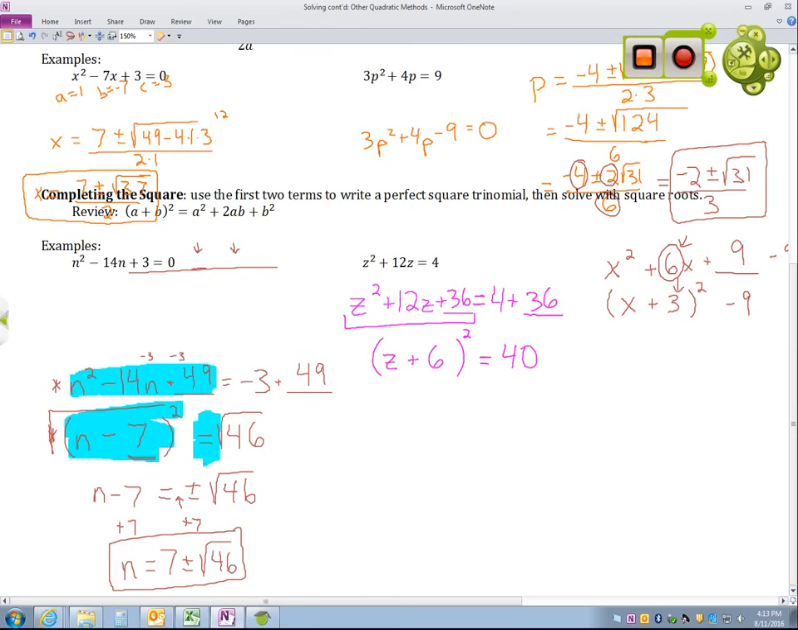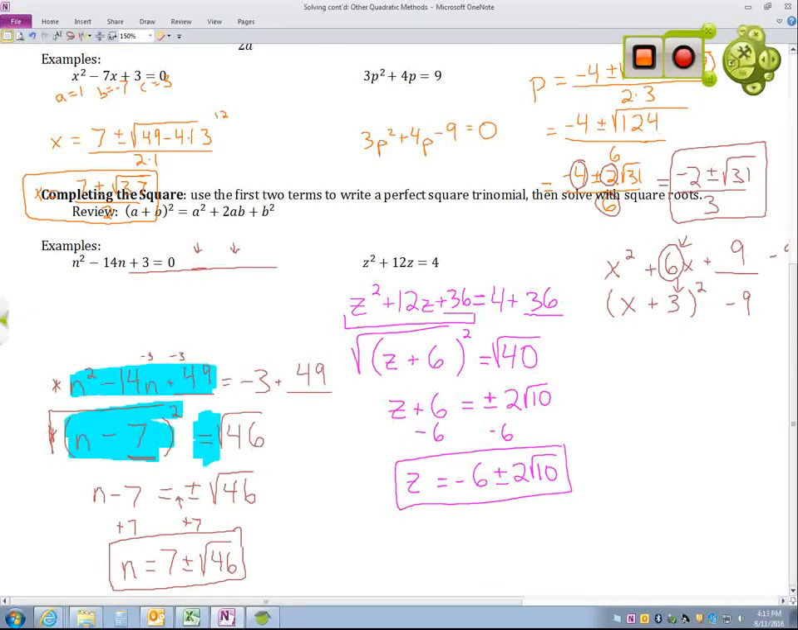Now I need to solve. So again, I'm going to take the square root of both sides. Z plus 6 equals plus or minus. In this case, I can simplify the square root of 40. That's 4 times 10, so 2 root 10. And then we subtract 6. So we have z equals negative 6 plus or minus 2 root 10 as our final answers.